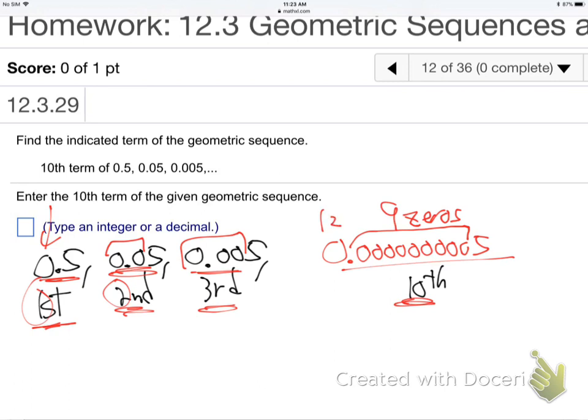And 1 zero there. So 10 zeros altogether, right? 1 zero in front of the decimal, 9 other zeros. 9 zeros after the decimal, right? Because on the 3rd, there were 2 zeros after the decimal. On the 2nd, there was 1 zero after the decimal. So on the 10th, there'll be 9 zeros after the decimal, huh? That good? Just follow the pattern. Write down the answer. All right.